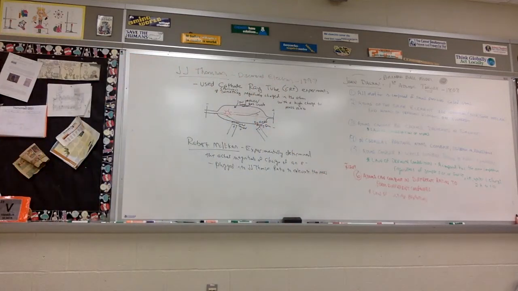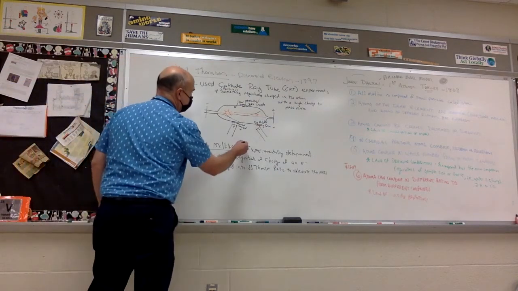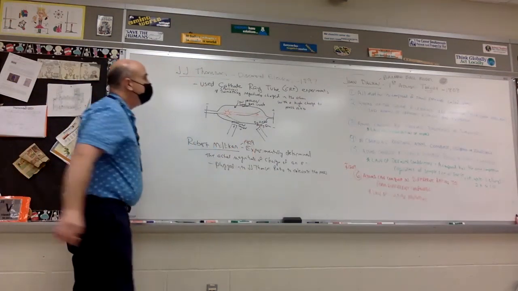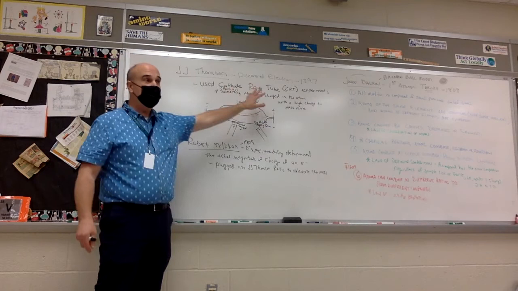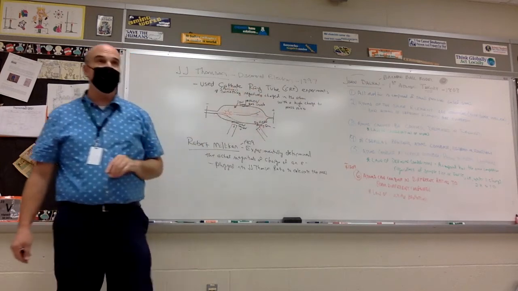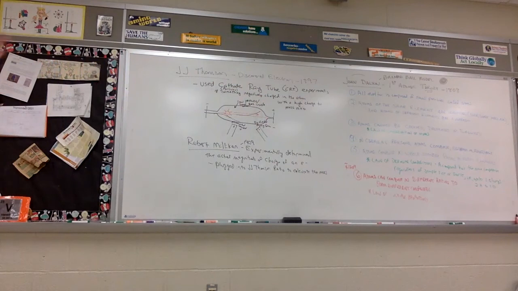So once he knew how much charge there was, then he could just plug that into J.J. Thomson's ratio, his charge to mass ratio, and could calculate what the mass would be. And he actually came out to be very, very close to what we believe it is today. This was in 1909. So J.J. Thomson was detecting that the electrons existed, came up with the charge to mass ratio around 1897. Then like 10 years or so later, Robert Millikan added to that information.